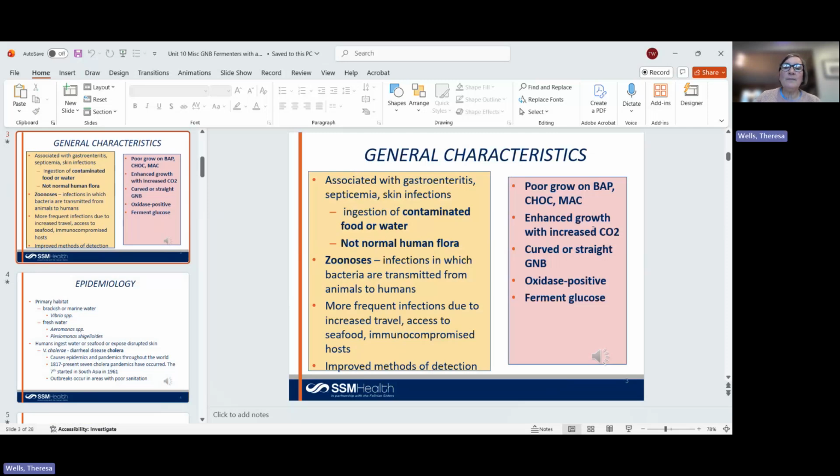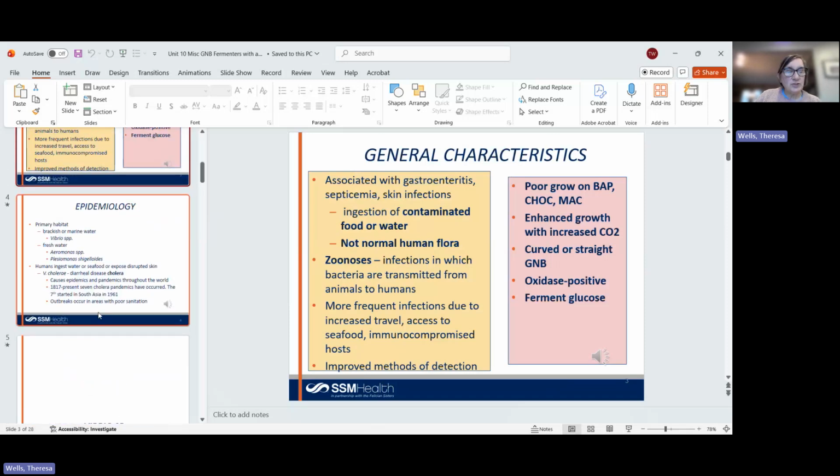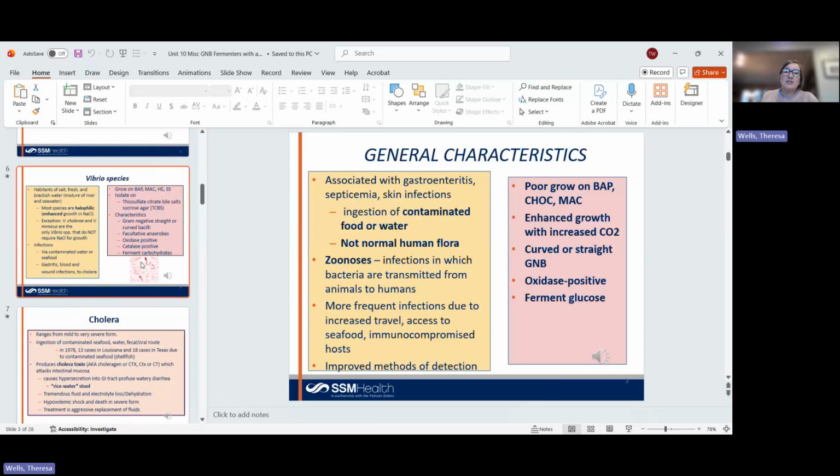They typically are found in animals, and so when humans ingest or take in water or eat contaminated food, that's when we come into contact with these organisms. The primary ones I think you should know about in this section are Vibrio and Pasteurella. Those are probably the two main ones that we've talked about.